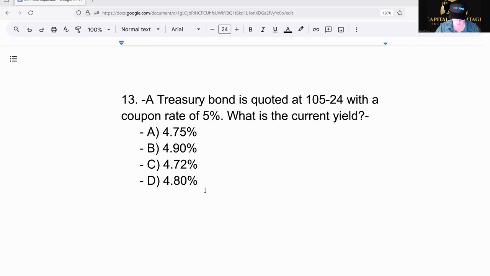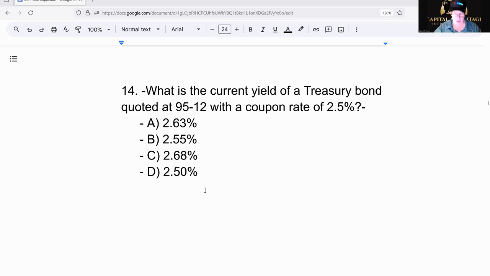105.24. So we do 24 divided by 32, 0.75 plus 105 equals 105.75. So we do 5 divided by 105.75. It gives me 4.72. There it is, letter C. So I'm going to do 24 divided by 32. That gives me 0.75. I add the 105 to it. So my new price is 105.75. I do 5 divided by that number, and I get my number of 4.72 as a current yield. Wunderbar.